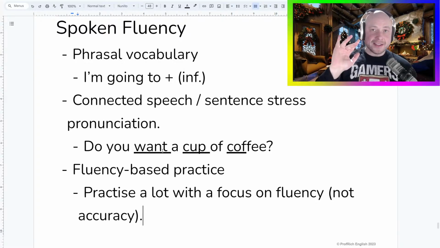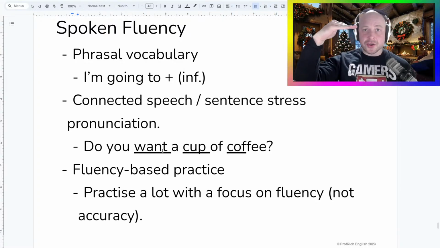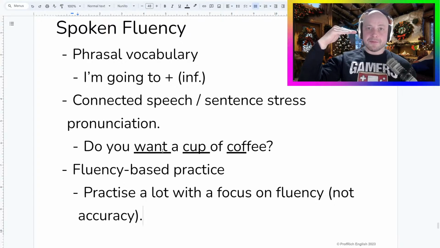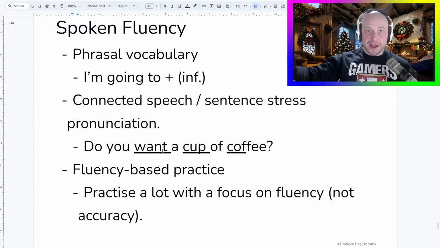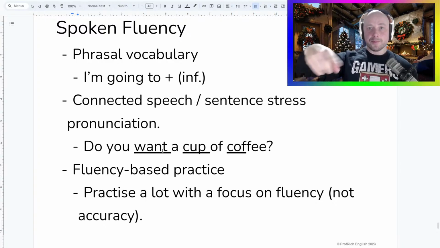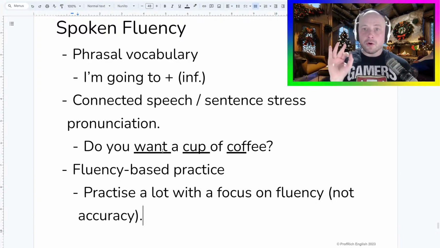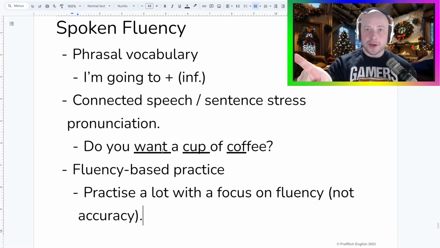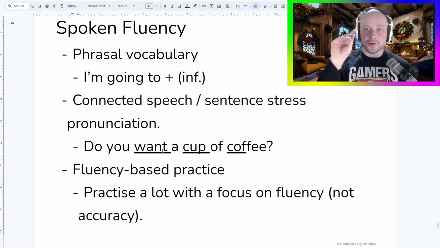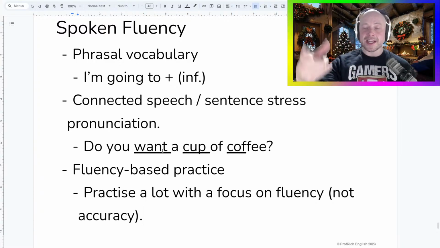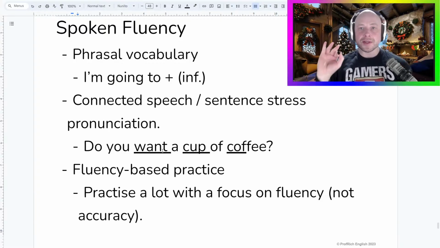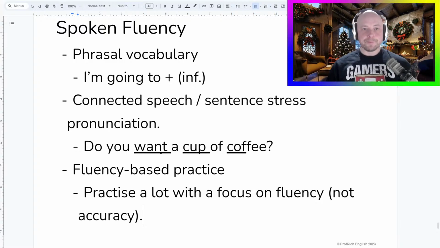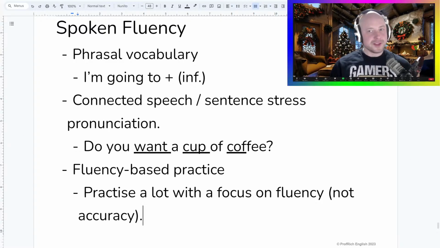If you make mistakes, it doesn't matter. The bar is, do they understand you? If they understand you and you make a mistake, we're not concerned about that for fluency-based practice. With fluency-based practice, all we care about is that the other person understands you and you can speak continuously and fluidly. That's fluency-based practice, okay? So you improve fluency with fluency-based practice. That's it. Grammar's not there.